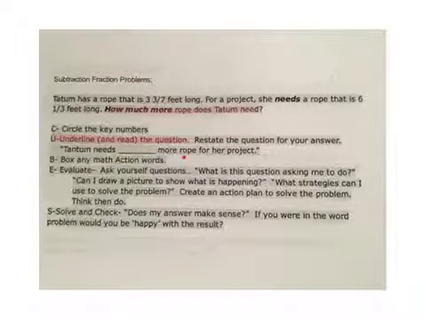My second step is to underline the question. So here's my question, and I underlined it. You might want to restate your question for your answer. At the end, we need to be able to say, Tantrum needs blank more rope for her project. So that's going to be our answer right there.